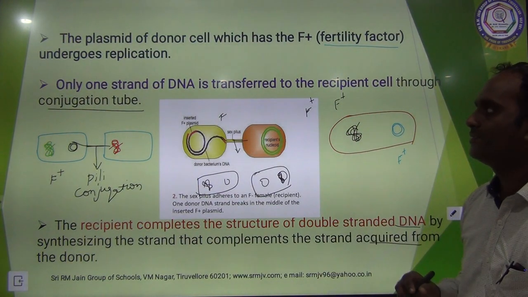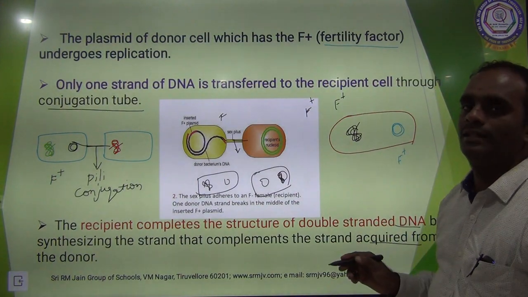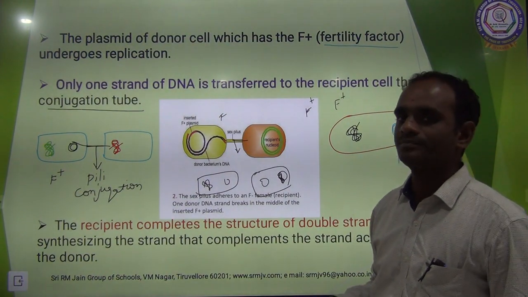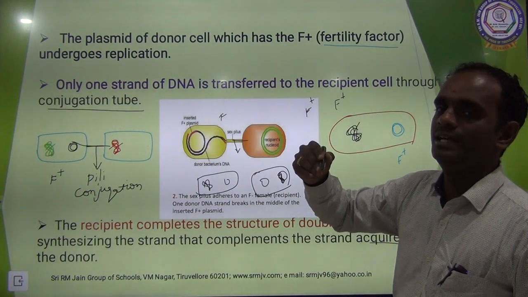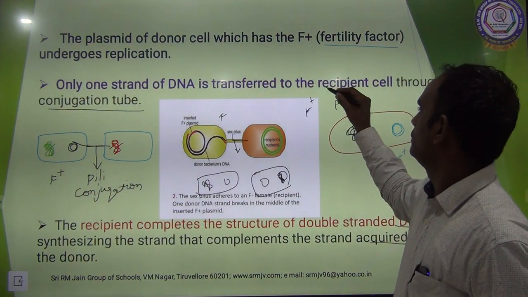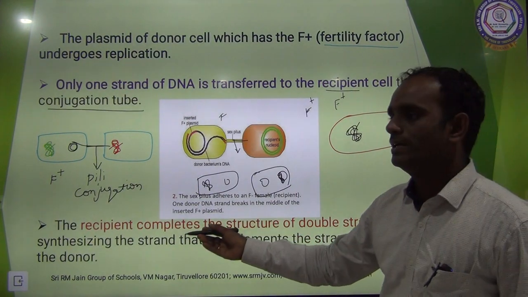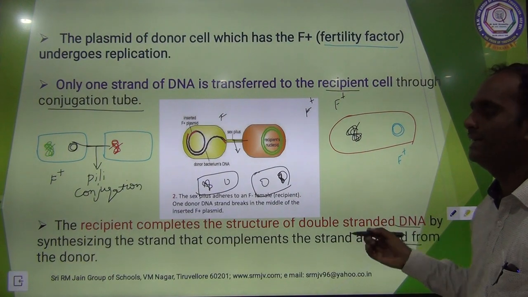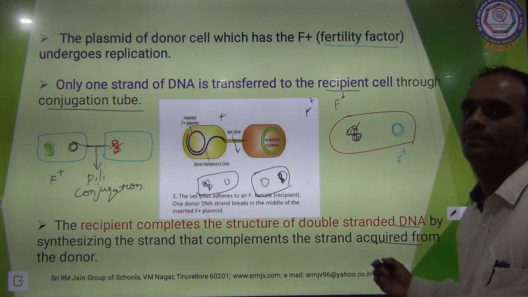Once again, I'm repeating, the plasmid of donor cell which has the F plus factor, that is fertility factor, undergoes replication. Only one strand of the plasmid DNA is transferred to the recipient cell through the conjugation tube. Now the recipient cell completes the structure of double stranded DNA by synthesizing the strand that complements the strand acquired from the donor.